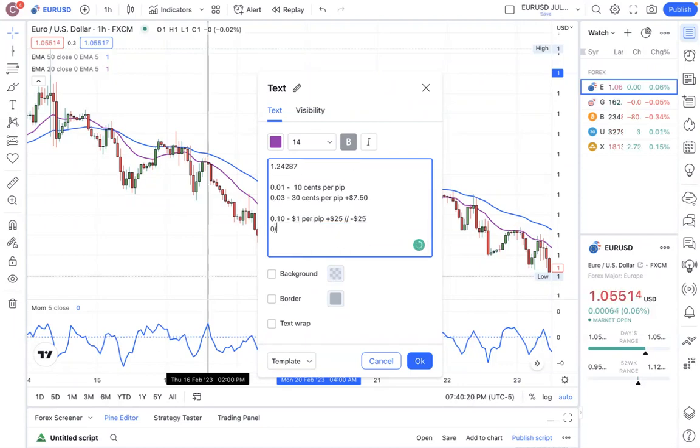So 0.40, that would be $4 per pip. So of course, $4 per pip times 25 pips would be plus $100. Now remember, this is the same trade. People are taking the same trade, but what they're risking is different.